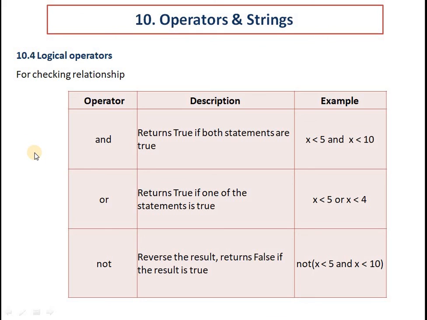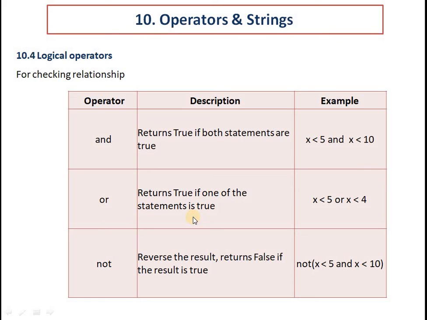And logical operations. Logical operations are used to check relationships. First operator is AND. AND is used to check two things. It will return true if both the statements are valid. As an example, x greater than 5 and x greater than 10. It will say true if both the things are correct. If the value of x is 15, it will say true. If the value of x is 8, it will check x greater than 5, yes, it is correct, and x greater than 10, it is not correct, so it will say false.